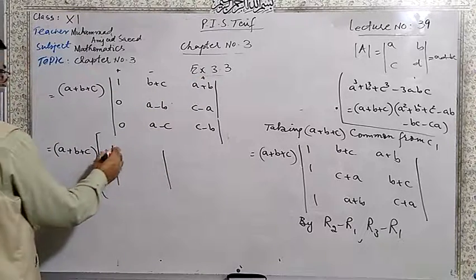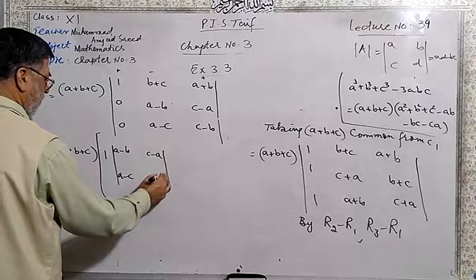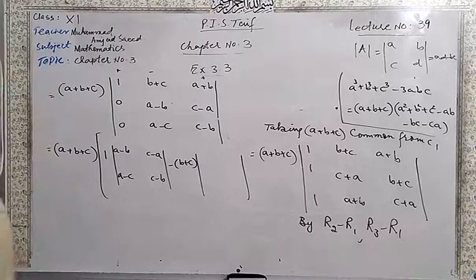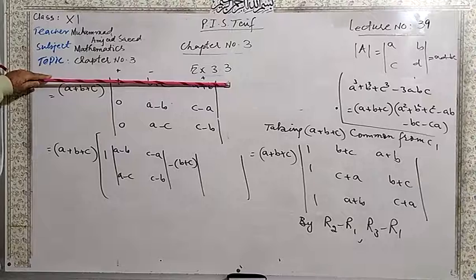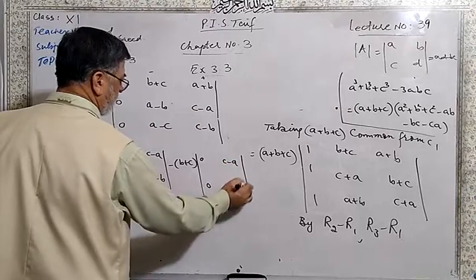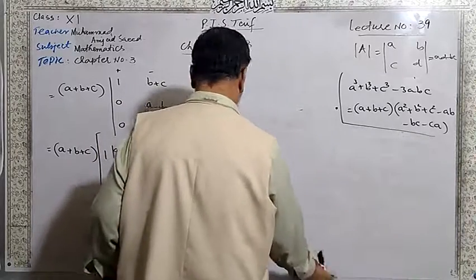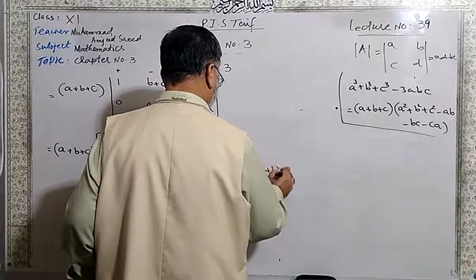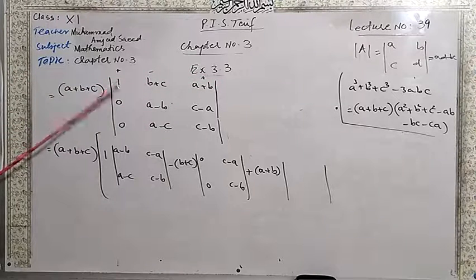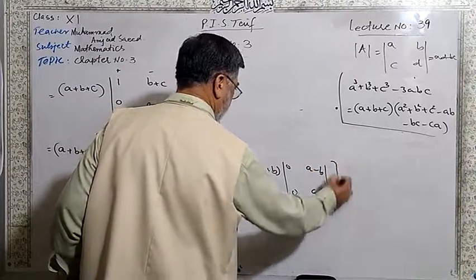Remove this row and column: A minus B, C minus A, A minus C, C minus B. Then minus into B plus C. Here you will remove this column and this row: 0, 0, C minus A, C minus B. After that, plus A plus B, remove this column of A plus B and row of A plus B: 0, 0, A minus B and A minus C.